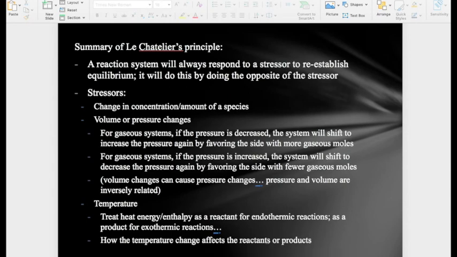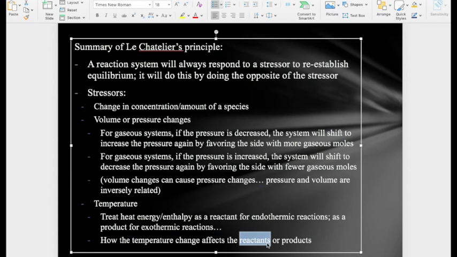You know that if you have more reactants, all of a sudden the system will shift to consume those excess reactants and make more products. So if we treat heat energy like a reactant or product, endothermic reactions, we treat it as a reactant because we're adding heat energy in overall. For exothermic reactions, we treat heat energy as a product because energy is given off overall. And then we can use that to help us figure out how the temperature change will affect the system.